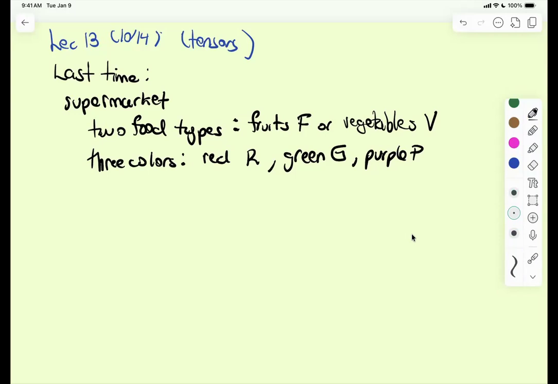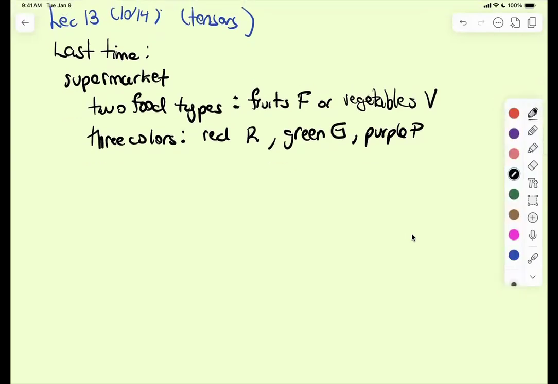And after a long time you look at the relative frequencies of how many of the items purchased were red vegetables or red fruits or purple fruits or whatever. And those frequencies you think of as an approximation for the probability that a random customer would buy one of those items. So you get to this joint probability distribution, which is what I had told you about last time.